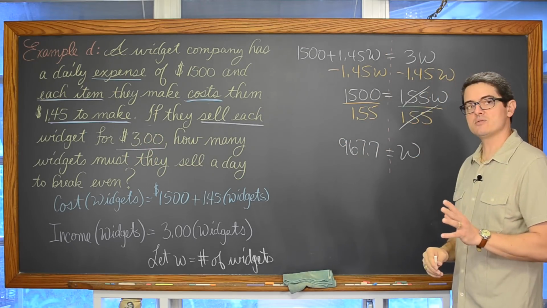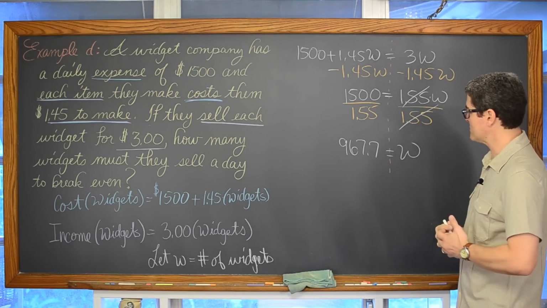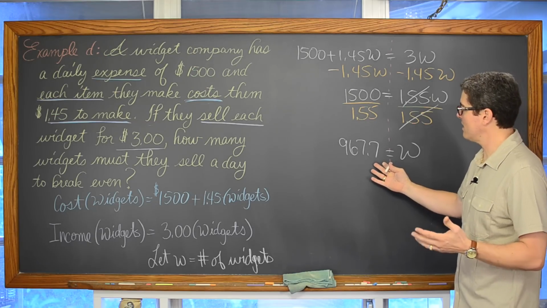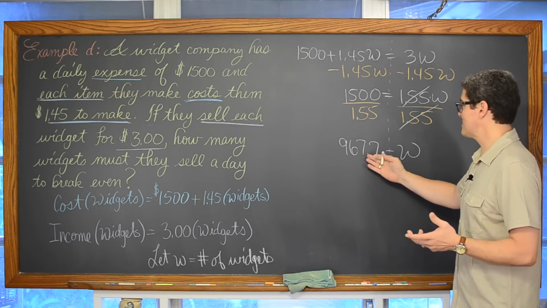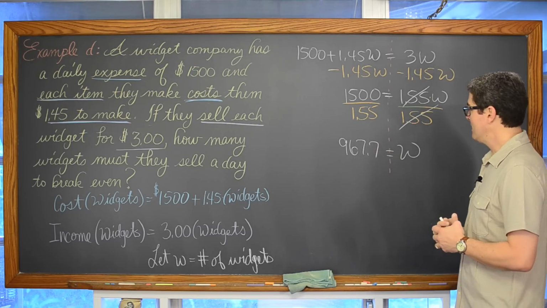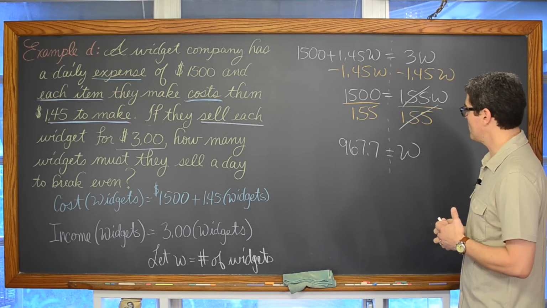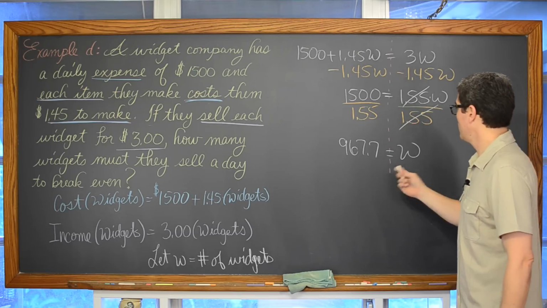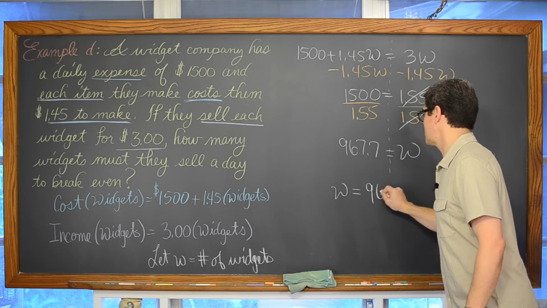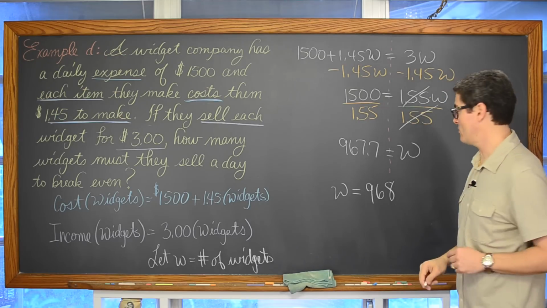I'm going to pause though and just say this is a real-life application problem, if you will, and you can't make or sell, I'm assuming, 9.67 or 967.7 widgets. You need to make a whole number of widgets, and so if I want to at least break even, we need to say that W is equal to 968 widgets. That'll guarantee that we break even.